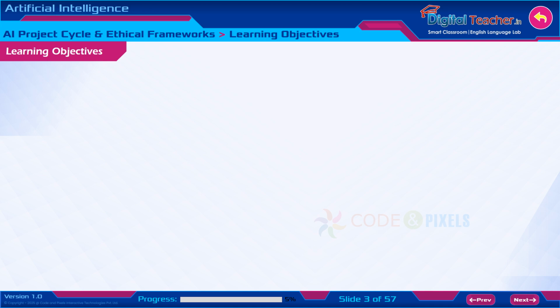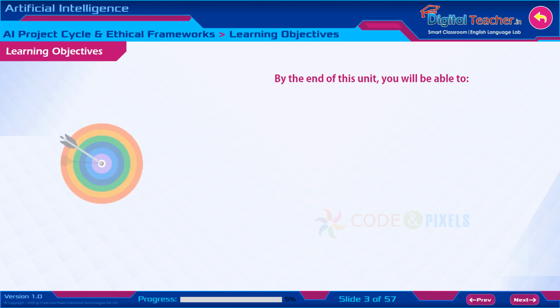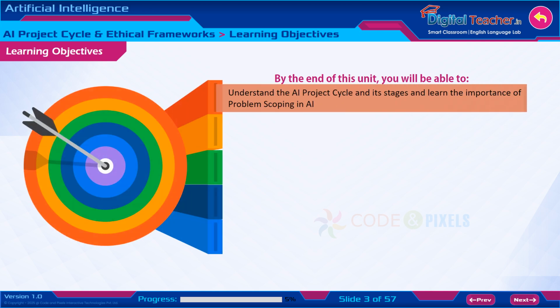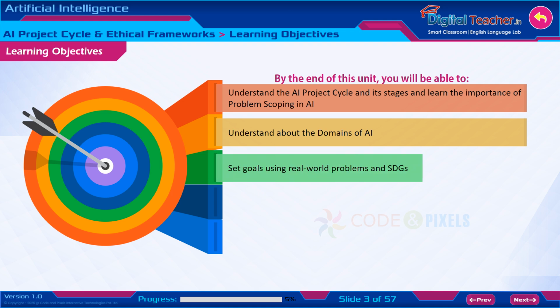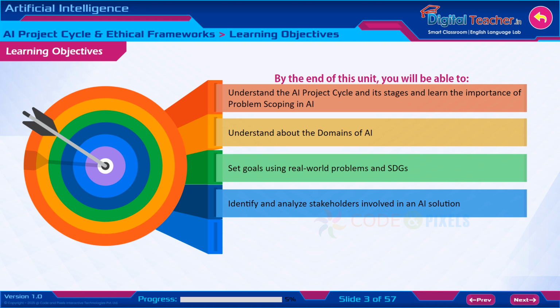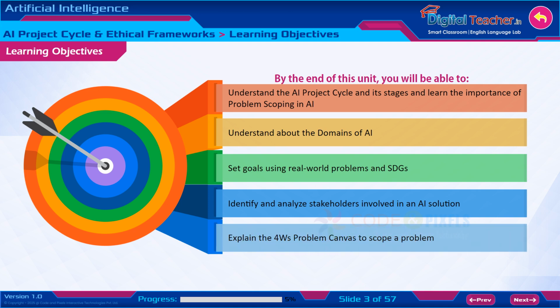Learning objectives. By the end of this unit, you will be able to understand the AI project cycle and its stages and learn the importance of problem scoping in AI. Understand about the domains of AI. Set goals using real-world problems and SDGs. Identify and analyze stakeholders involved in an AI solution. Explain the 4Ws problem canvas to scope a problem.